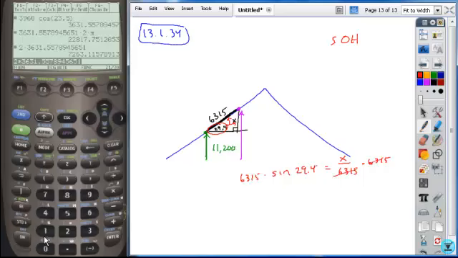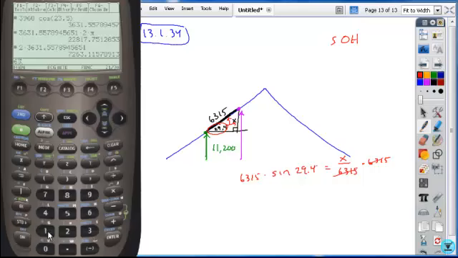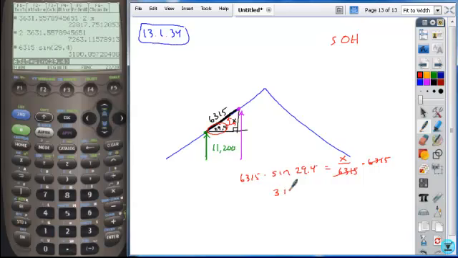So those cancel, and if we just calculate 6315 times sine of 29.4, we get 3,100 as our x distance. But we have to add to it this original 11,200. So if we add 11,200 to that, we're going to get the actual new total altitude of 14,300.06 as your new altitude.